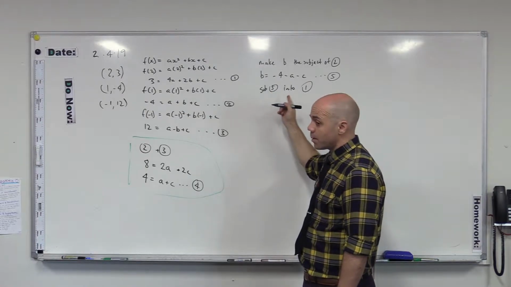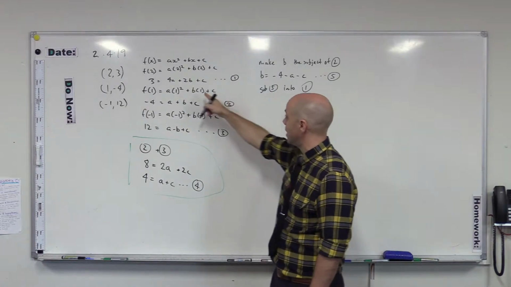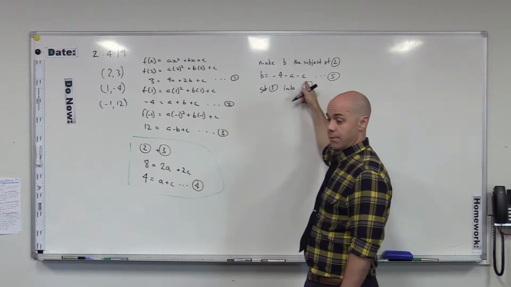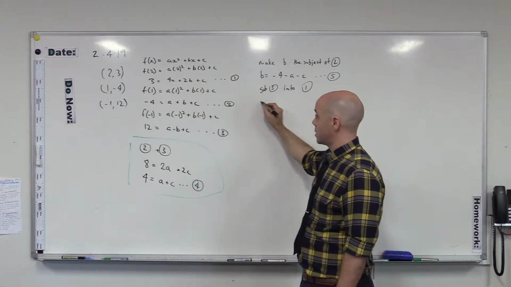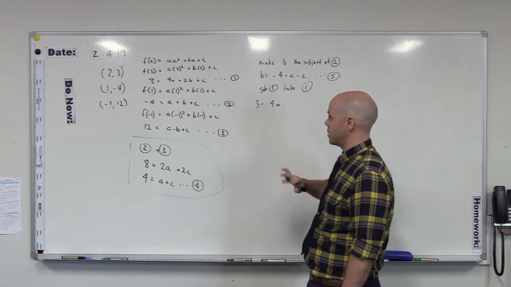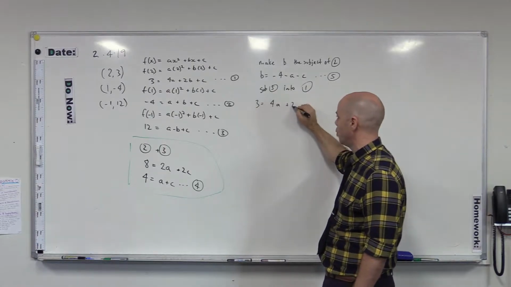So all I'm doing when I'm subbing is I'm just replacing any B here with all of this. So everything else stays the same. So I start by writing 3 equals 4a, because again there's no change. Now it changes here. Plus 2, what do I write?